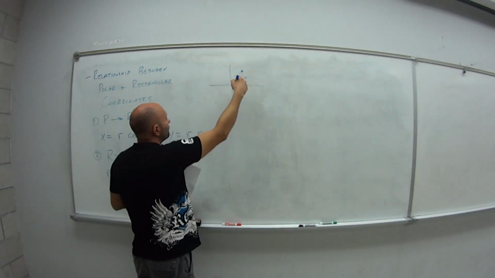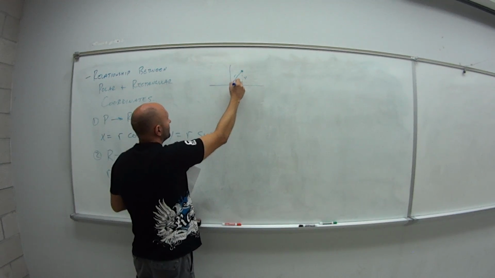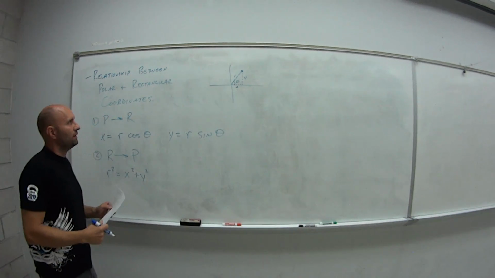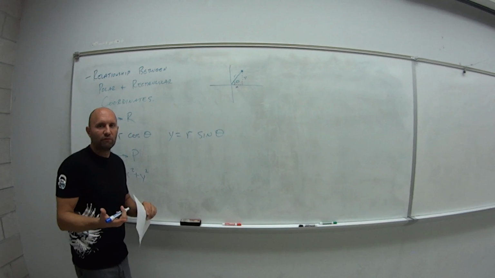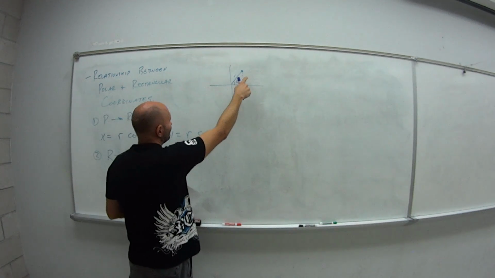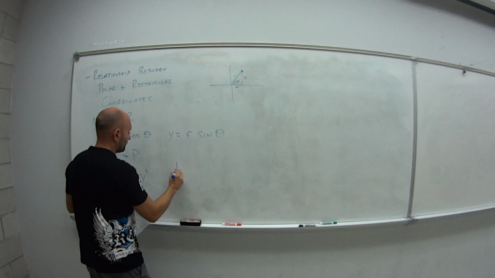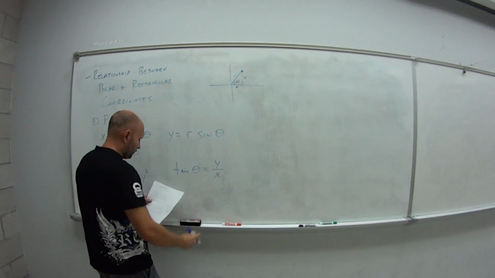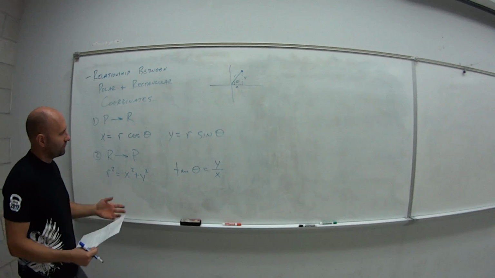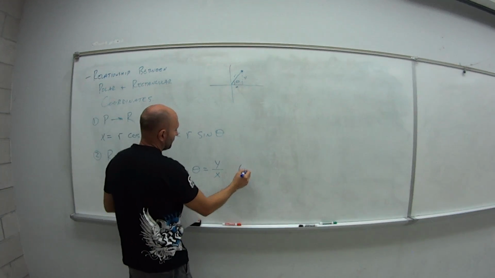If I'm trying to go from rectangular to polar, I have that theta in there. Well, how do I figure out theta? Using my trig functions. Tangent of theta is equal to y over x. Obviously x can't be 0 because it'd be undefined.